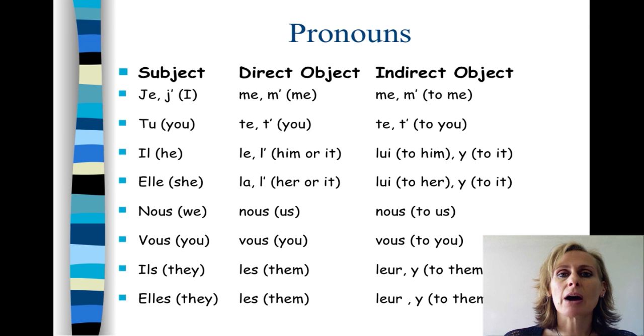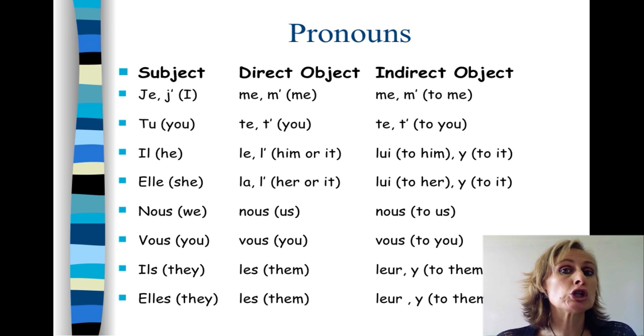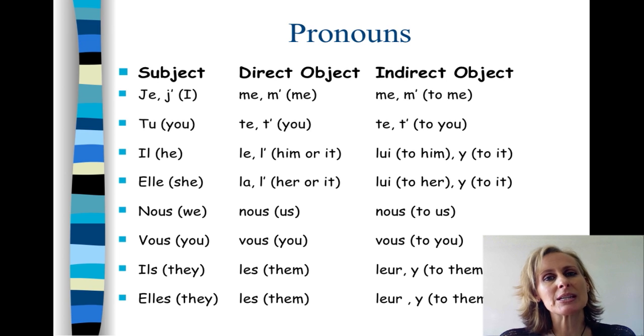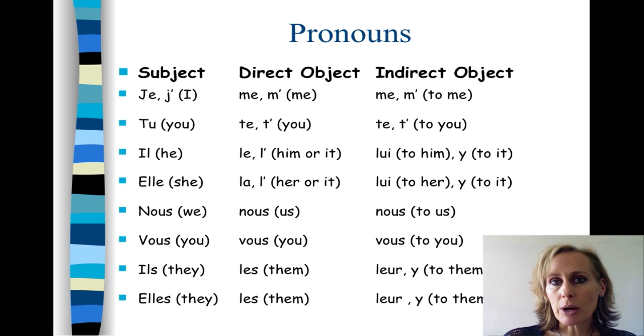Next of all, we have the direct object pronouns. The direct object, of course, is the thing being verbed. Just as the subject is the person or the thing doing the verb, the direct object is the thing being verbed. Me, or m' apostrophe if it's next to a vowel, me. Te, you. Le, him or it. La, her or it. Nous, vous, les, them, and les, them.